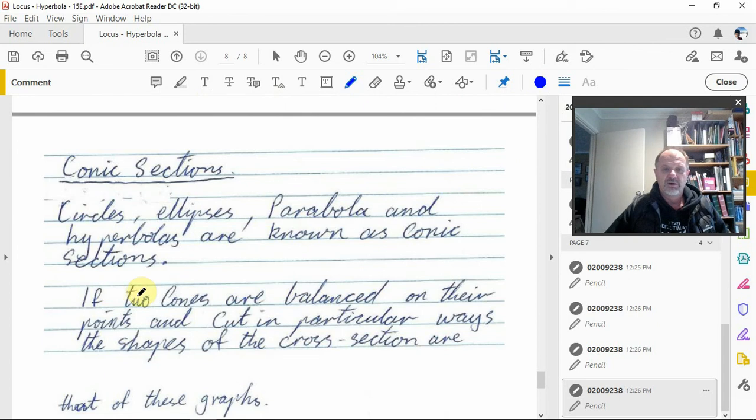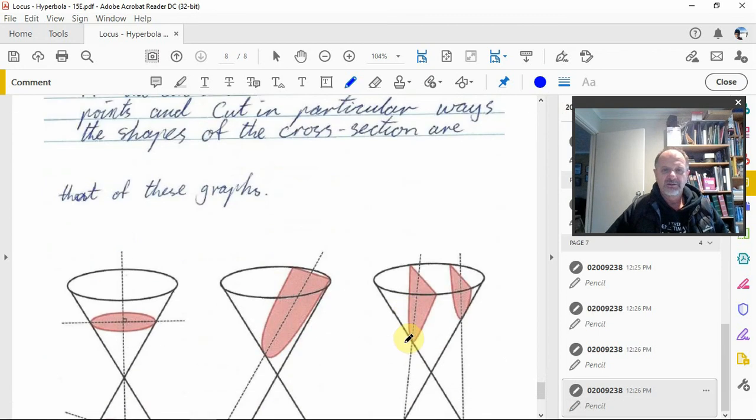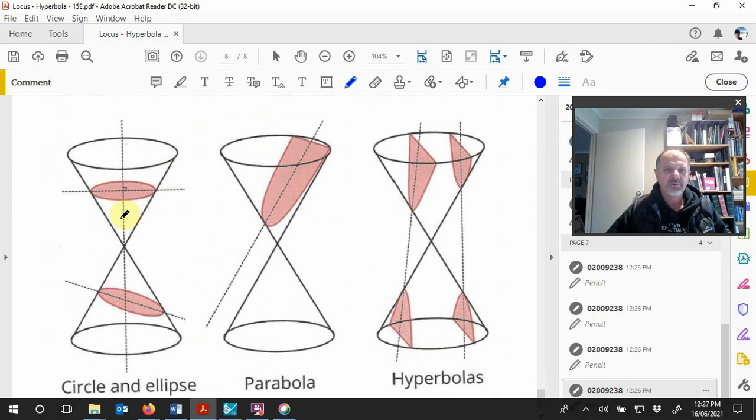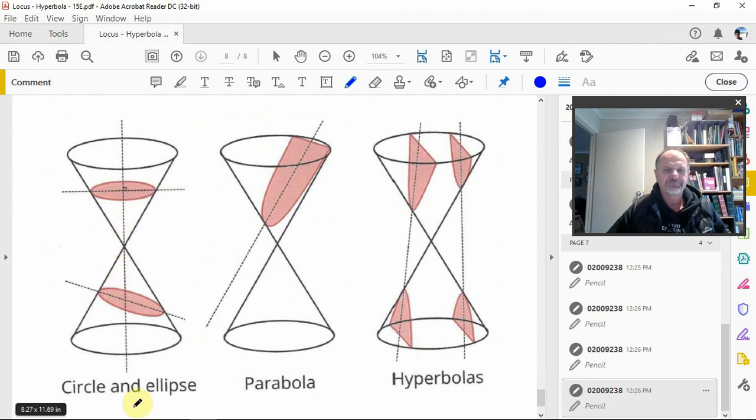And how does that get named? Well, if two cones are balanced on their points and cut in particular ways, the shapes of the cross section are that of these graphs. So here's our couple of cones. So we've got two cones on our points. And so if you put a line straight down the middle through that, and then you put another line that's at 90 degrees, and you have a look, that section that's there is a circle. If you put that line at an angle rather than at right angles, then that cross section you get is an ellipse.